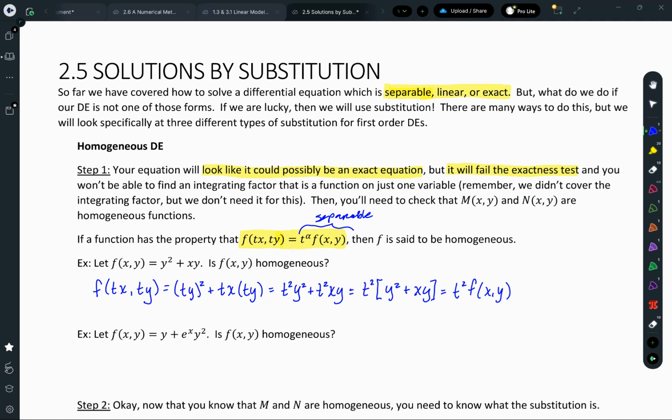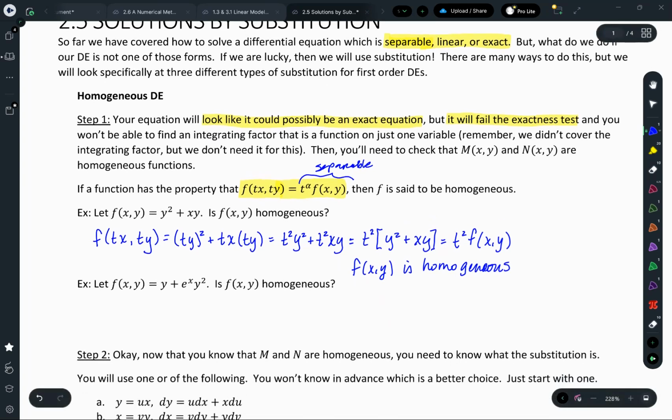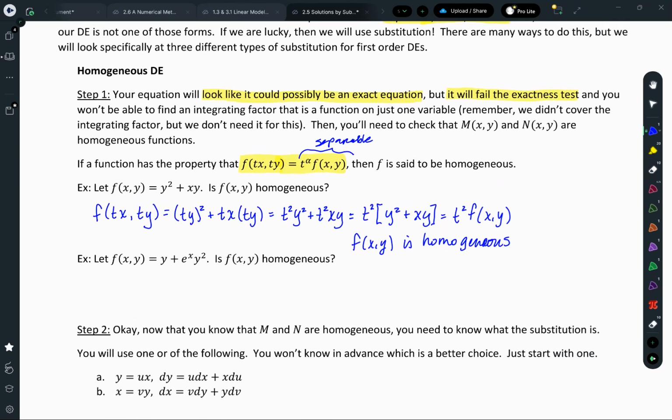And because I put in a substitution and I got back something where all the t's were separate from the x's and y's, I can now say that f of x,y is homogeneous. So the math isn't typically too hard. It's some basic algebra, but every now and then it can be a little bit tedious.